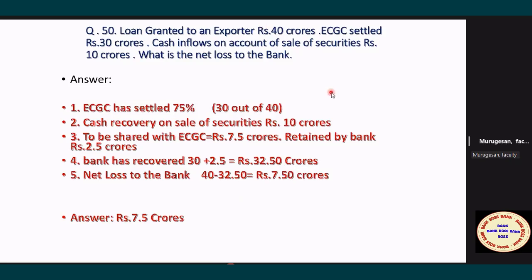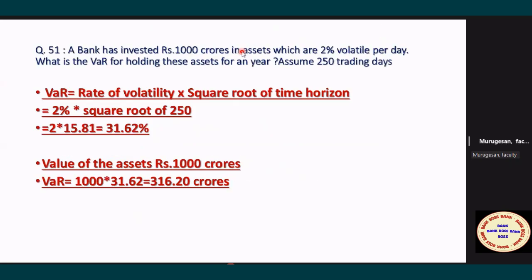It is 1 mark. It's a twisted question, not a direct question. Indirectly, you have to apply and arrive at the answer. Sir, what percentage do we have to share with ECGC? The same ratio, madam. When they have settled, the same ratio they will give. Same ratio you have to share with them, because they have borne 75% of our loss.